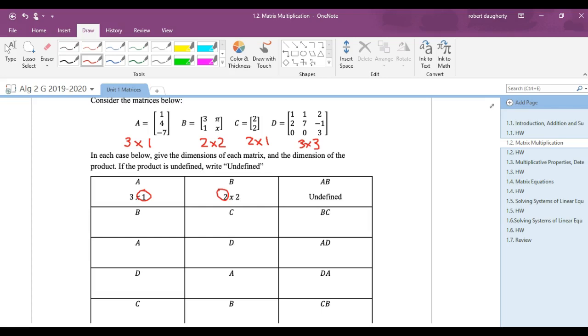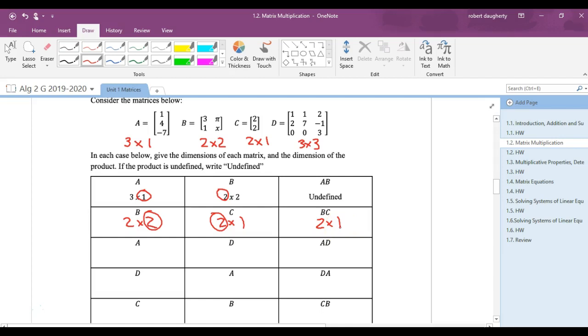Yes, Maddie? Which one? It's 3 rows and 3 columns. Yeah, okay. Let's look at BC. What are the dimensions of B? That's 2 by 2. The dimensions of C are what? 2 by 1. Can I multiply those two matrices? Yes, because these numbers match. I can multiply. What would the resulting answer be? 2 by 1, okay?